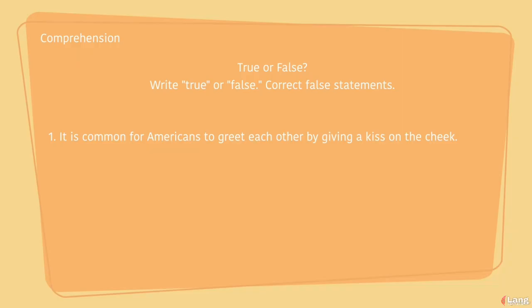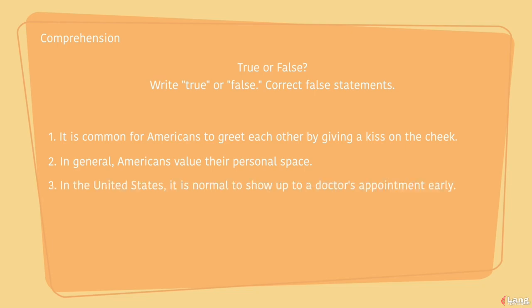Number 1. It is common for Americans to greet each other by giving a kiss on the cheek. Number 2. In general, Americans value their personal space. Number 3. In the United States, it is normal to show up to a doctor's appointment early. Number 4. Pointing at strangers is seen as a positive gesture in the United States.